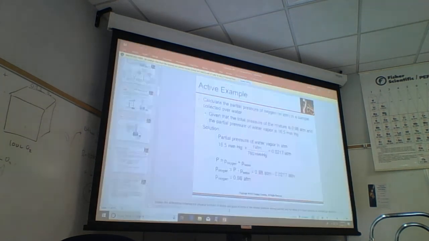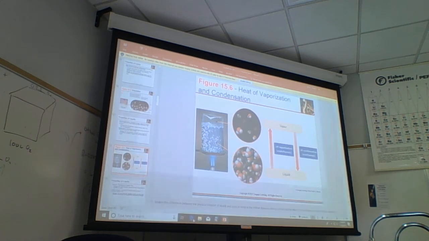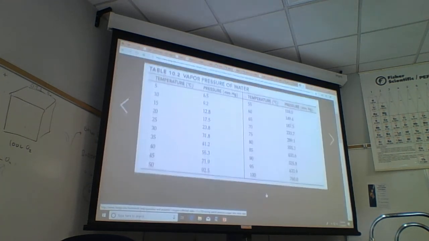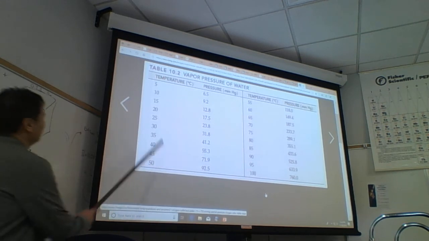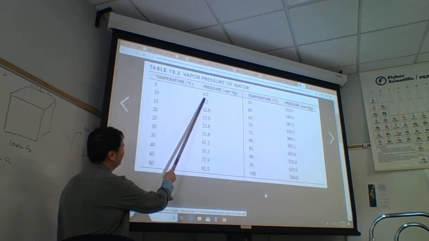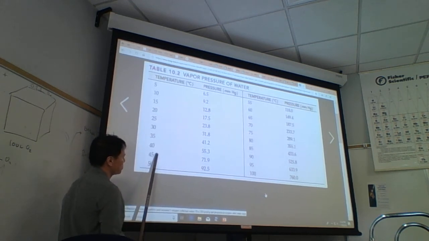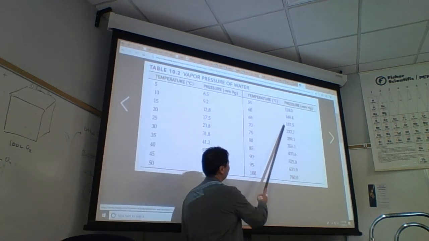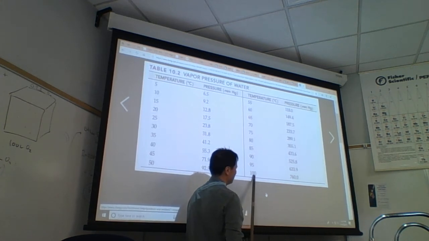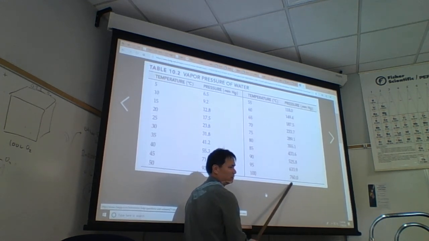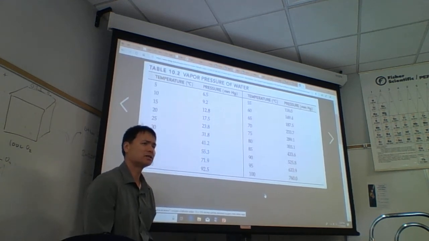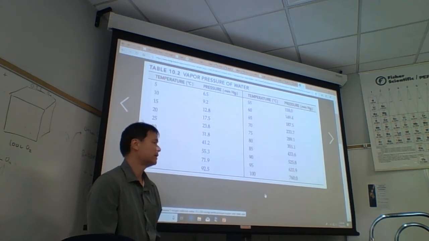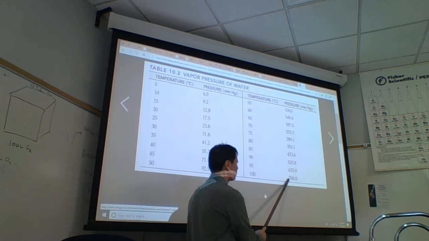So let me show you this table here. This is the vapor pressure of water. At low temperatures, not much evaporates. We have low vapor pressure. As we increase the temperature, more and more evaporates until we hit 100 degrees C. At 100 degrees C, what is the vapor pressure? 760. 760 millimeters of mercury is the same thing as 1 atm. And so this is normal pressure.